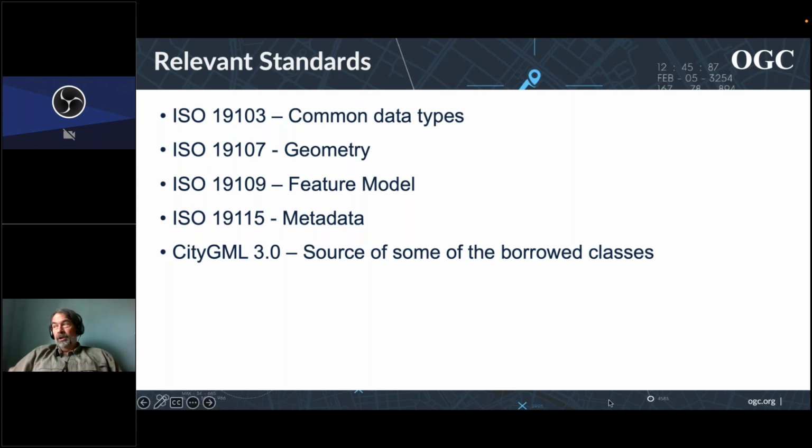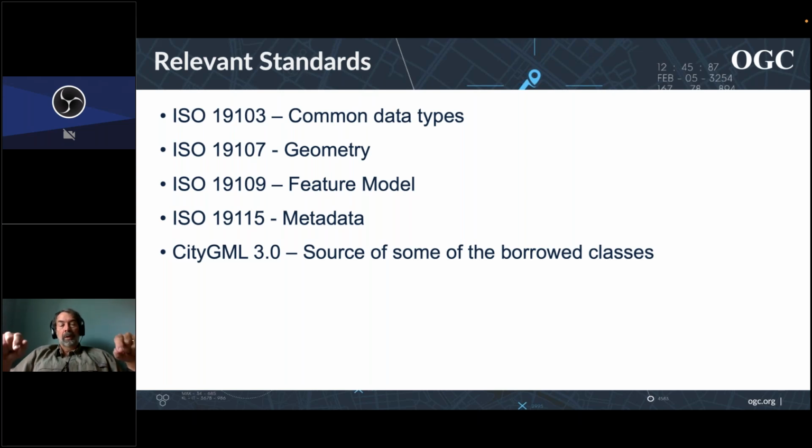If you've been looking into OGC at all, you know that our fundamental concept is the feature. A feature is a real-world object. Features have geometry. So these three standards, 103, 107, and 109, pretty much lay out the whole foundations for OGC data, for the OGC data architecture.